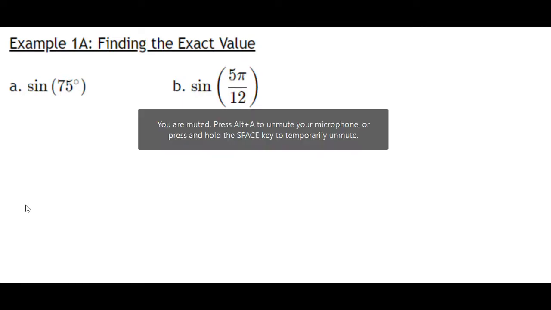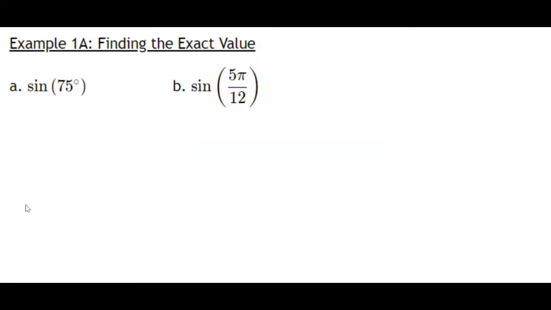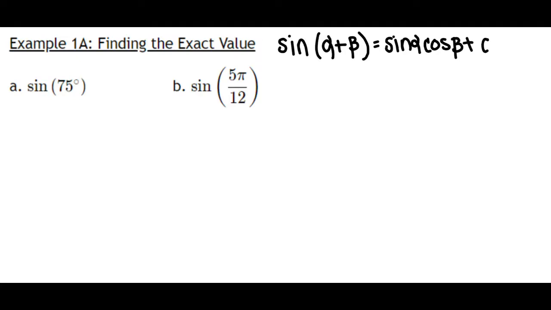In this example, we are going to be finding the exact values of these sine functions using the sum formula. So the first thing I'm going to do is write down what exactly the sum formula is. We have sine of two angles being added, so we're going to call those angles alpha and beta. And the formula says that if we're adding two angles inside of our sine function, we can follow the rule: sine alpha cosine beta plus cosine alpha sine beta.